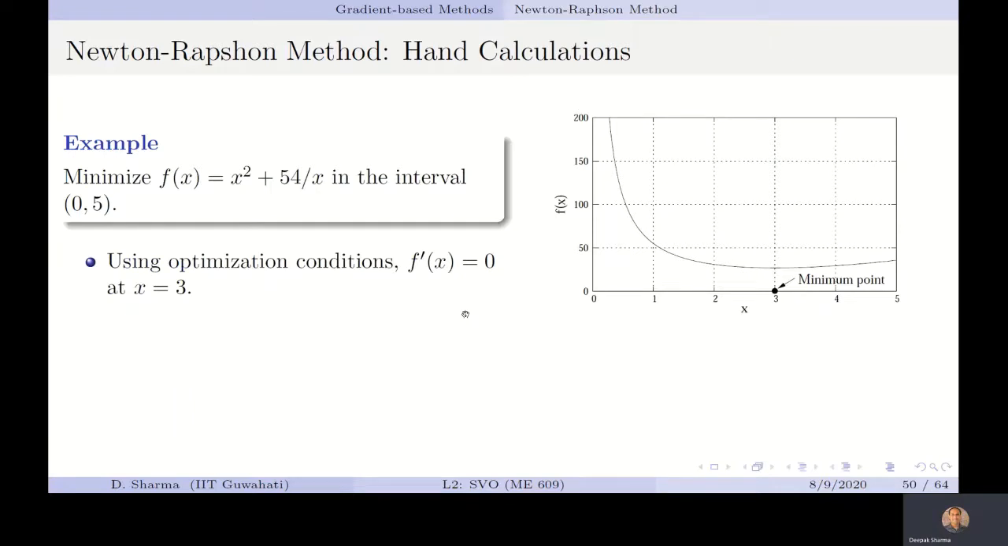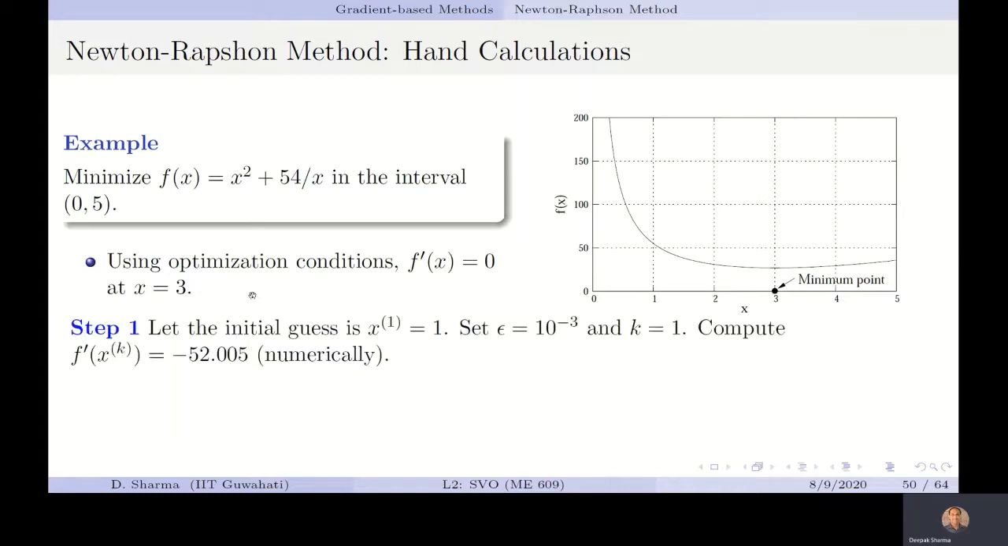Let us solve the same problem. I'll show you the hand calculation here. For this particular problem, which we are solving from the previous slides, we know the optima is at x equals 3. The first step of the Newton-Raphson method is to set an initial guess, say x1. Currently we have chosen 1. From the graph, you can see that 1 is here, which is a little far from 3.